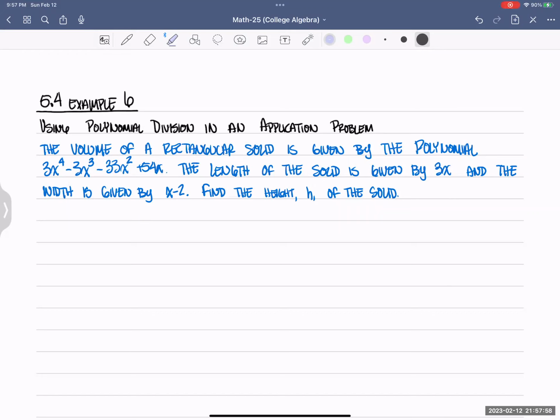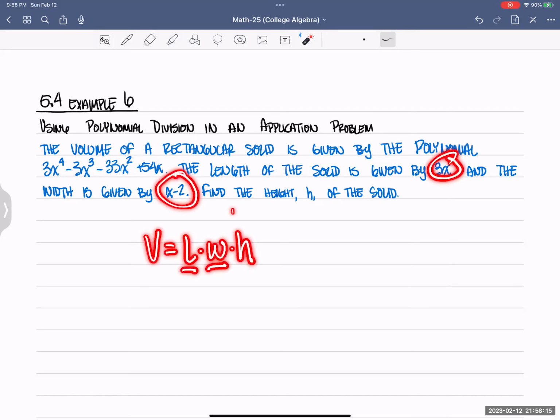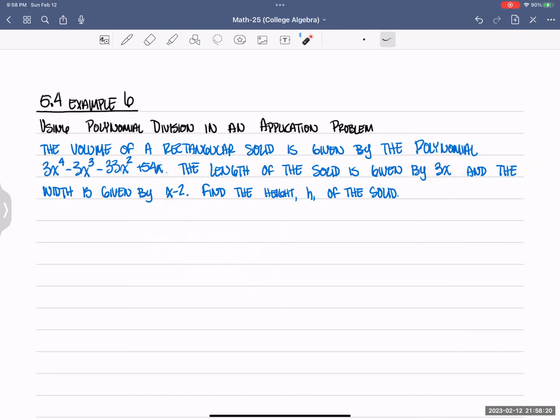So again, volume. Let's do a little recap. Volume is going to be equal to length times width times height. They're saying that the length is given by 3x. The width is given by x minus 2, and we are to look for the height. So let's divide everything and see what we end up with.